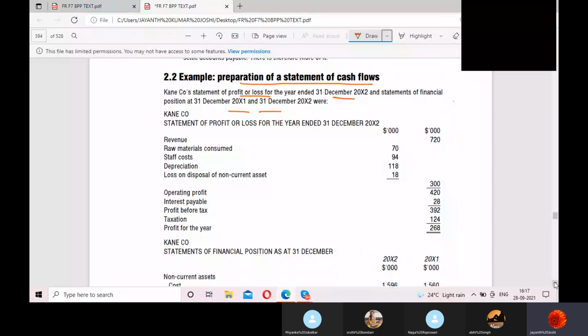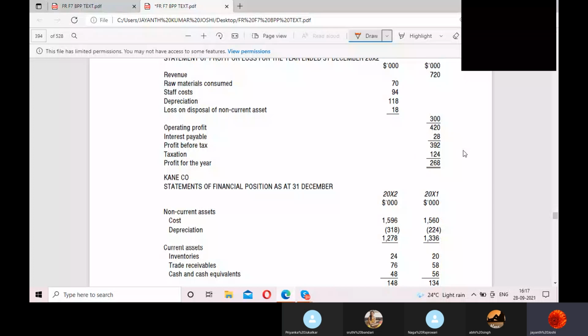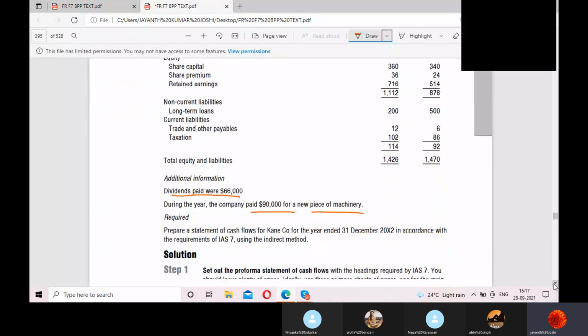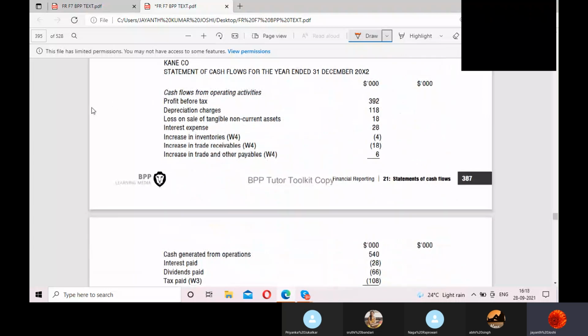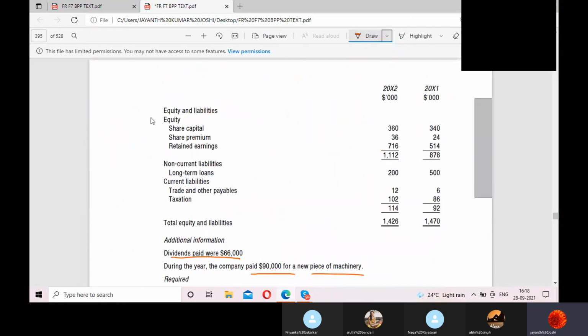We will start with profit before tax. What is that profit before tax given? 392. Let's go ahead. So this is the statement of cash flows. Here we will write profit before tax, that is 392. Then to it we will add non-cash items, non-cash expenses like depreciation. Let's see the depreciation.